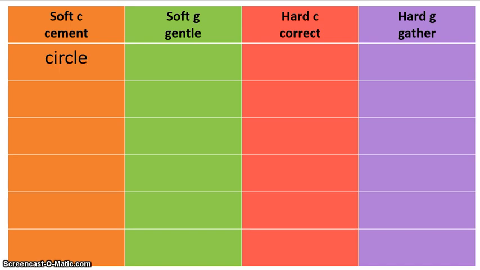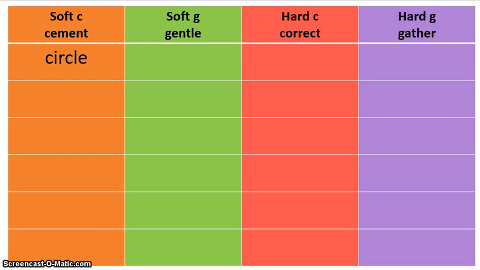I want you to look through your words, and I want you to find the word circle. Now, circle is very interesting because it has a soft C and a hard C sound. But remember, we're only talking about the beginning sound. I'm not interested in the other sounds in the word. I'm talking about the beginning sound. So in this case, circle starts with the soft C sound.